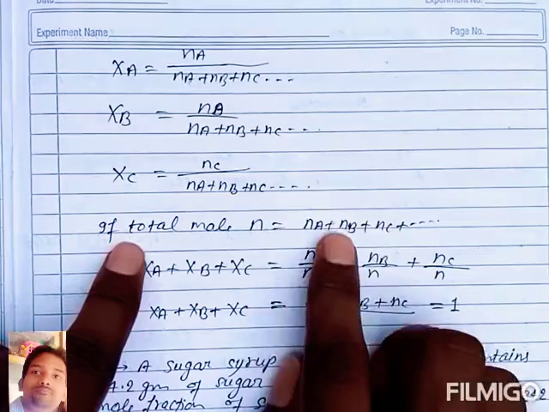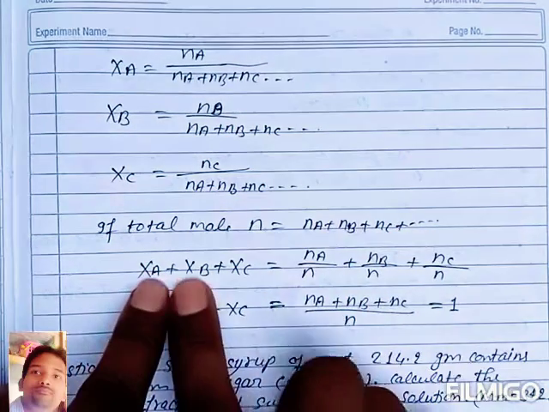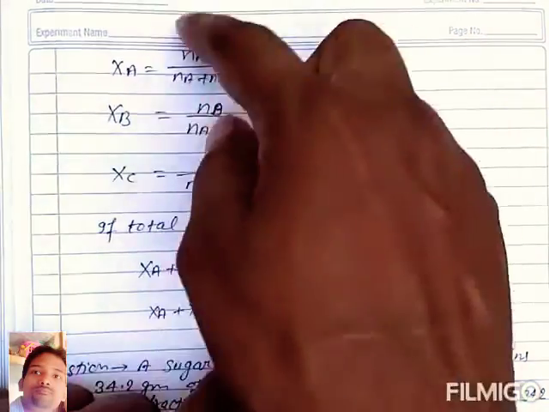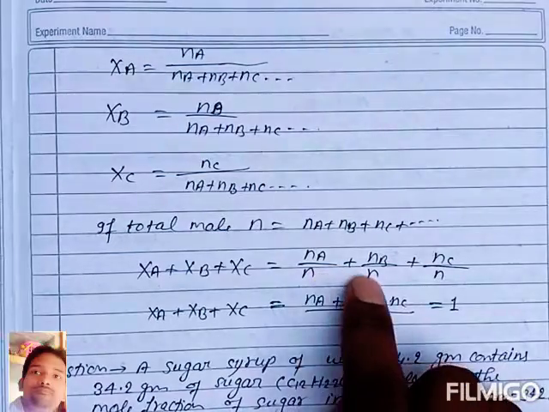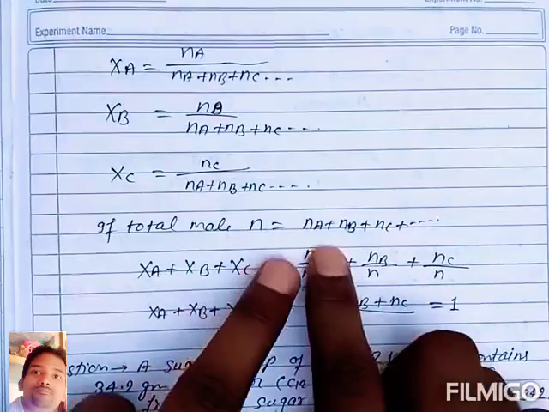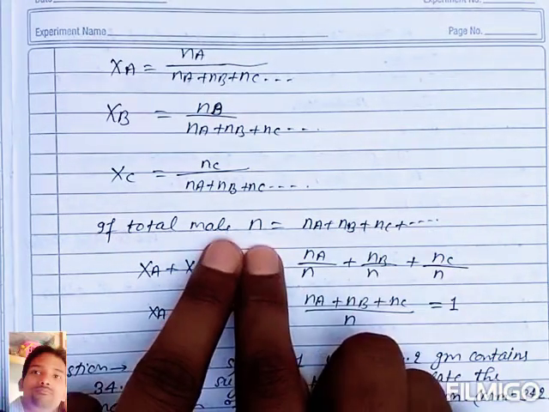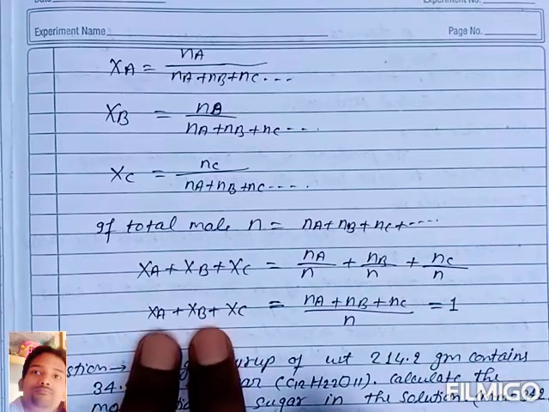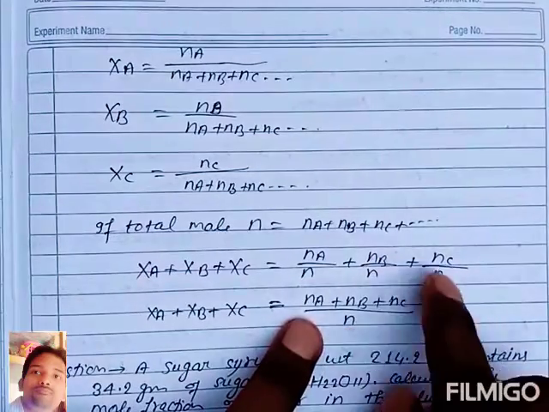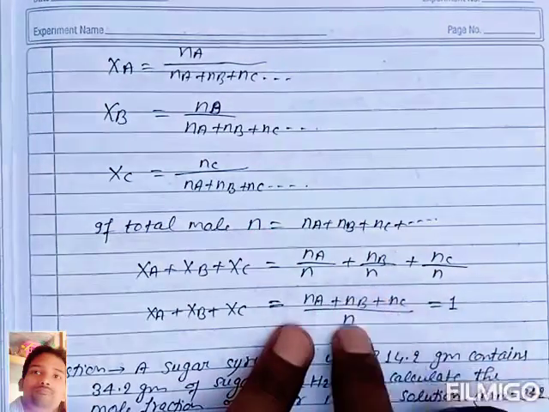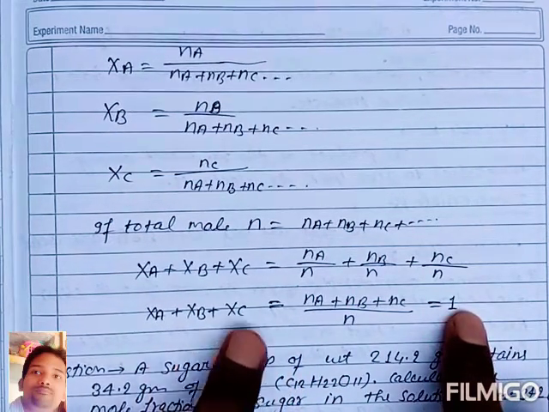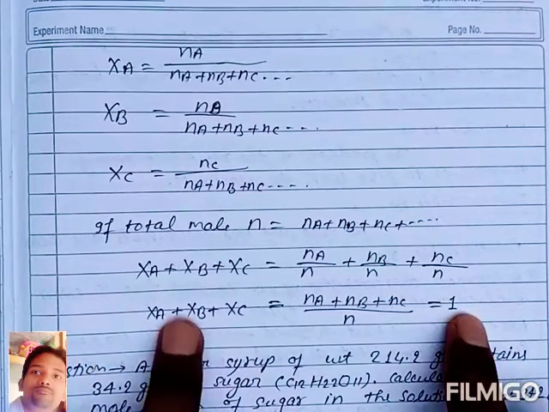If the total moles N is equal to Na plus Nb plus Nc and so on, then XA plus XB plus XC means all the components will be summed. So Na by N plus Nb by N plus Nc by N, and Na plus Nb plus Nc is equal to N. So this is equal to N divided by N, which is equal to 1. So 1 is the maximum value for the sum of the mole fractions. It will not be greater than 1.